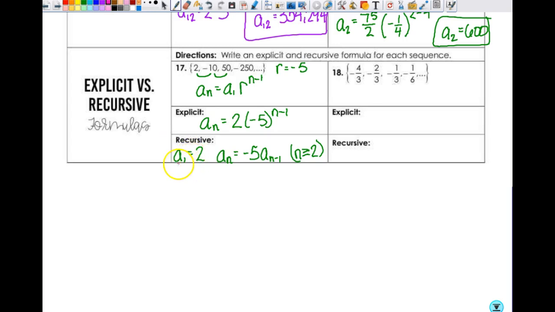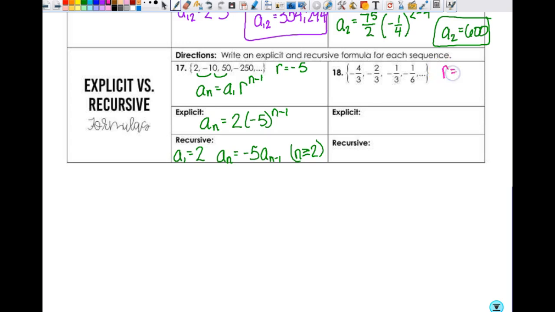Since we defined the first term, if I substitute in 1 it doesn't make any sense because 1 minus 1 is 0. So if I define the first term, I have to start with the second one. Sometimes you define the first and second, so then you would start with the third. You just start with whichever one you didn't do.